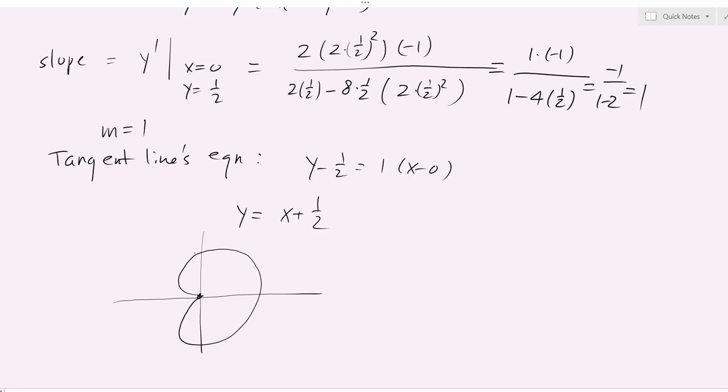I hope this is good enough. And the tangent line over here has slope 1. This is 0, and this is 1/2. And this curve over here is the one we have: x squared plus y squared equals (2x squared plus 2y squared minus x) squared. Alright.